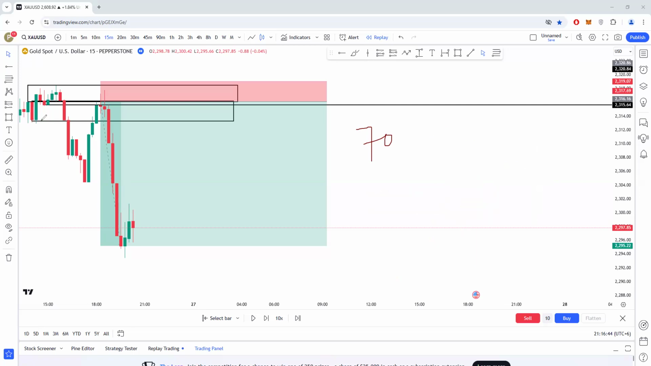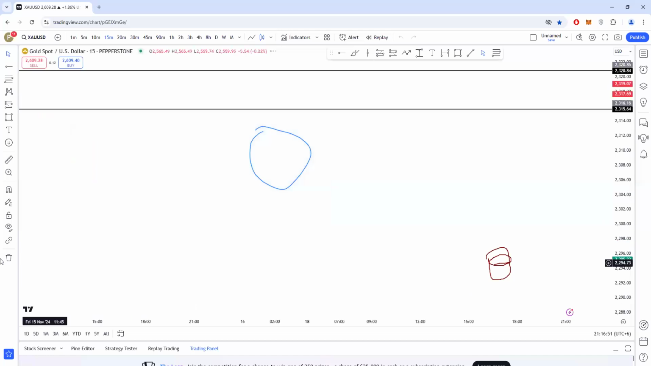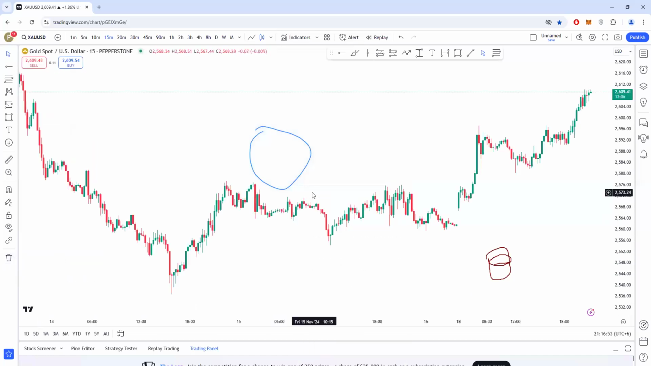Okay. Now let us go to our today's market. Where did this thing come from? I'm still looking for where this thing comes from.